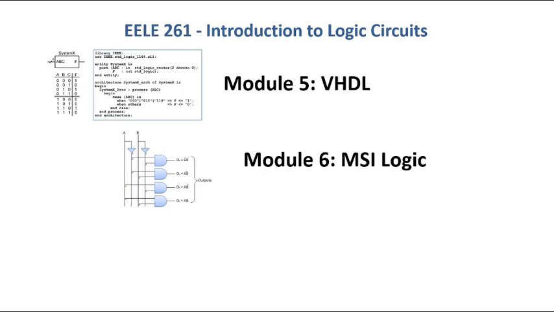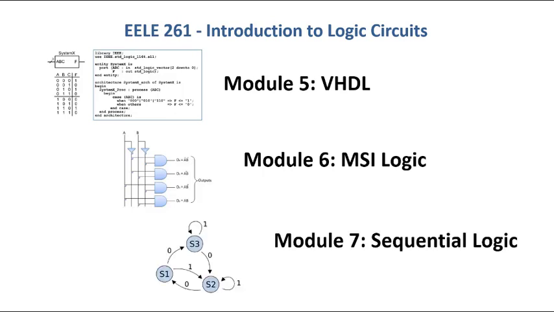Then we'll move into finally the last module, which is called sequential logic. Sequential logic really gives us a view of the more complicated tasks that a digital circuit can perform. The big thing from sequential logic is the finite state machine. We're going to be able to build a circuit that can make decisions on how to assert its outputs based upon the current values of inputs in addition to past values of inputs.